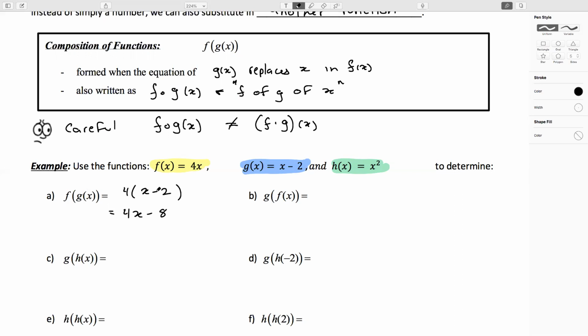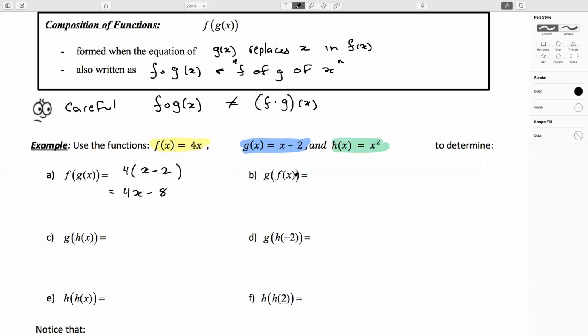Let's try another one, g of f of x. Start by writing g of x, which is x minus 2, but where x was, leave brackets. So bracket minus 2. And then where x used to be, we're going to write f of x, which is 4x. So this one will simplify to simply 4x minus 2. We can keep going. g of h of x. So g was x minus 2. So we'll go bracket minus 2. And then where x was, we'll write h of x, which is x squared. So this will become x squared minus 2.